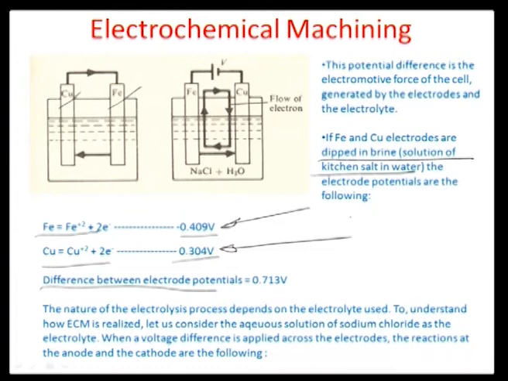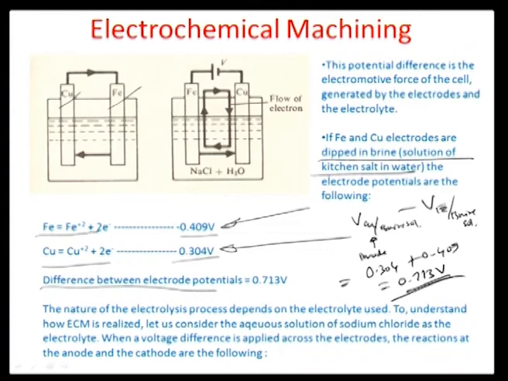So it is basically the potential of copper in the brine solution minus the potential of Fe with respect to the brine solution, and this is the anode, placed higher in the electroactivity series. Therefore this becomes equal to 0.304 plus 0.73 volts. The nature of the electrolysis process depends on the electrolyte used.